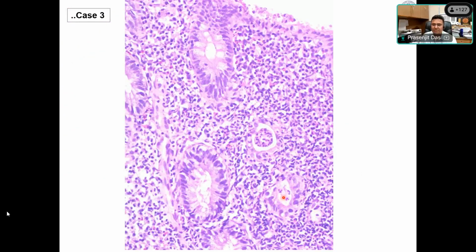Now this is the next picture for you. What can you identify? I could appreciate here the crypt distortion and the neutrophilic infiltration inside the lumen of the crypt, which is called a crypt abscess. So I could appreciate both cryptitis and crypt abscess, and mixed inflammatory infiltration in the lamina propria. Wonderful. Very nicely you have said the spaces between the crypts have increased. There are a lot of inflammatory cells, and these are the features of activity. Be it cryptitis, crypt abscesses, ulcer, erosion, any one of them will qualify for activity.